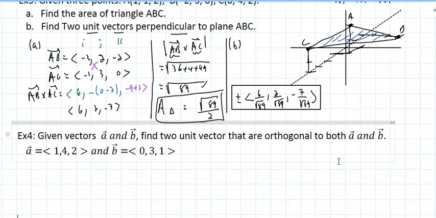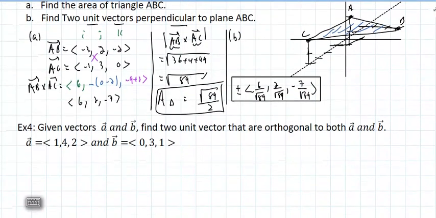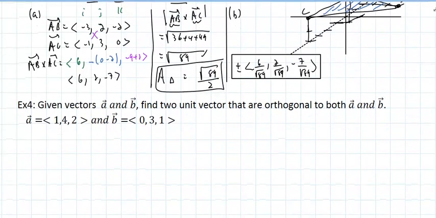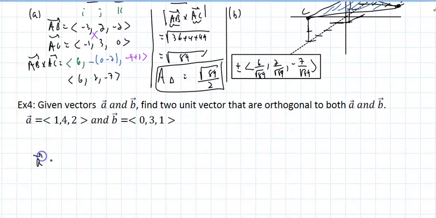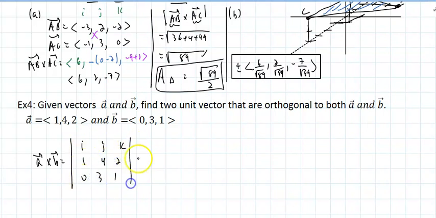And if I look at the last example, again, I'm repeating the same thing. Given vectors A and B, find two unit vectors that are orthogonal to A and B. I'm going to go ahead and really quick find A cross B. I, J, K, 1, -4, 2, 0, 3, 1. That would be the I component. 4 minus 6 is a -2.